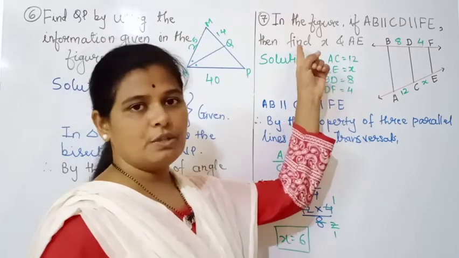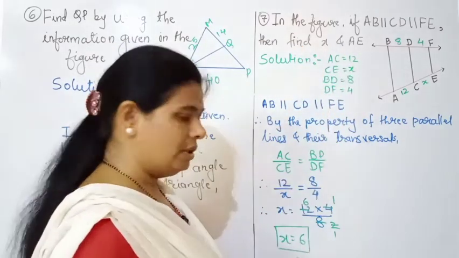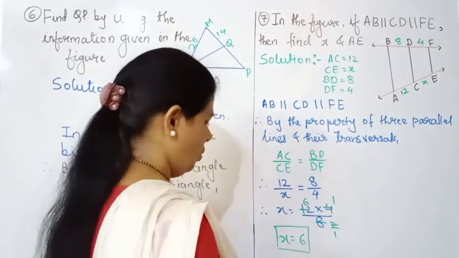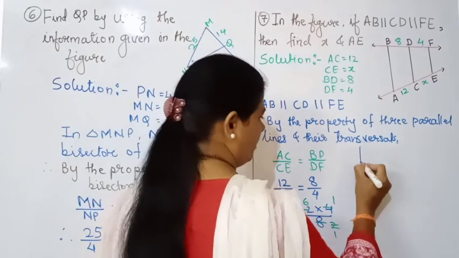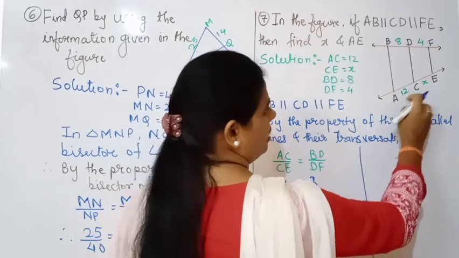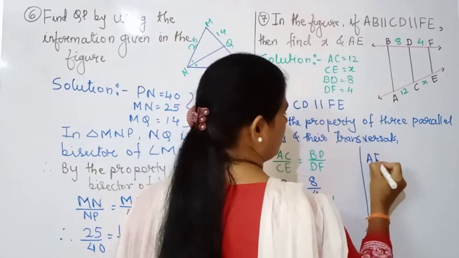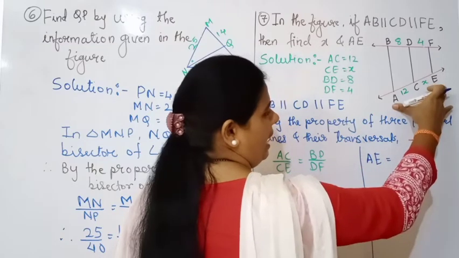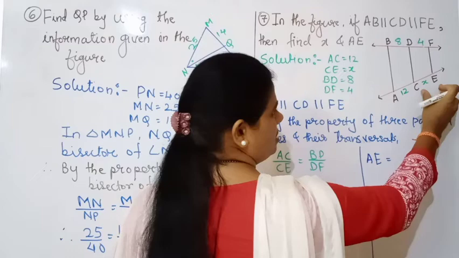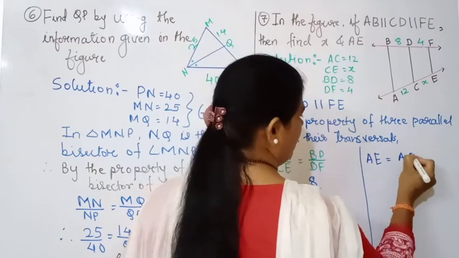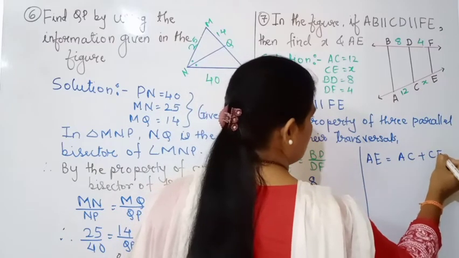What they have told us is to find x and a. We got x as 6. Now we'll find the value of a. See, you can see here AE equal to, what is this complete? AE means AC plus CE. So we'll write here AC plus CE.